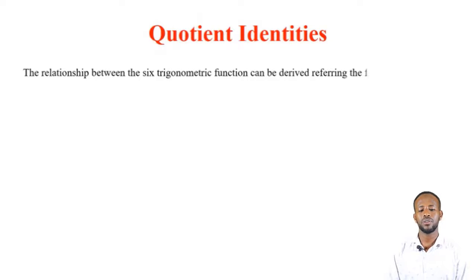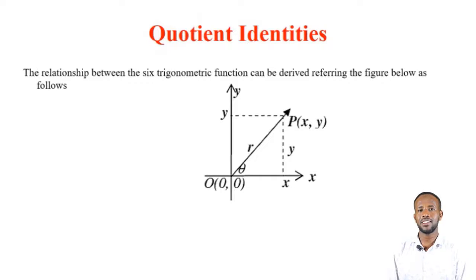These are identities obtained by dividing two trigonometric functions. The relationship between the six trigonometric functions can be derived referring to the figure below as follows. What is the opposite side from the figure? What is the adjacent? What is the hypotenuse? You are familiar with these, you become clever in these parts.